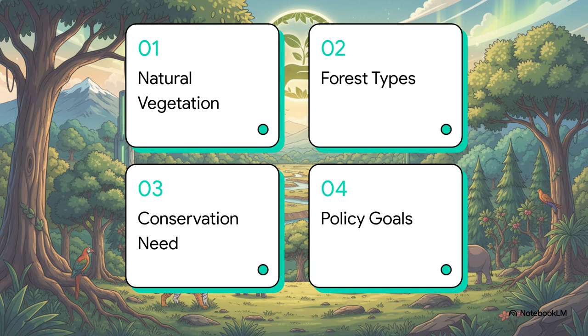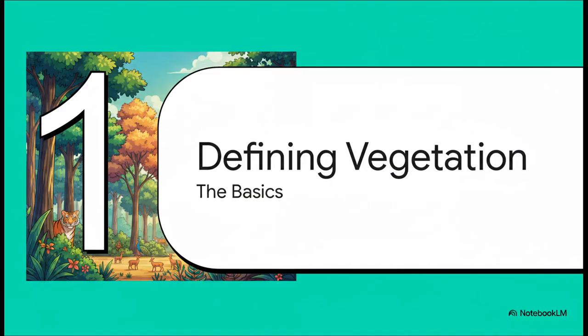First, we'll be defining natural vegetation. Second, classifying Indian forest types. Third, looking at the need for conservation. And finally, breaking down the National Forest Policy goals. All right, let's jump right into Section 1, defining natural vegetation.